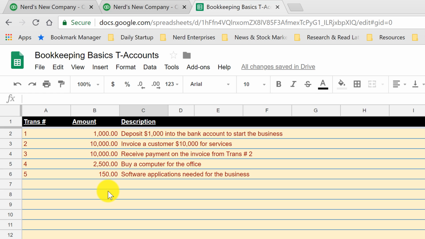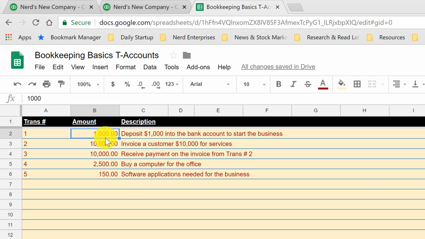You certainly have transactions, though, that are only on the balance sheet and don't affect the profit and loss at all. And you're going to see an example of that right here as I go through just a handful of transactions to show you. So the first thing we do when we open up a business is we're going to deposit, let's say, $1,000 just to get the bank account open. So that's our first transaction.